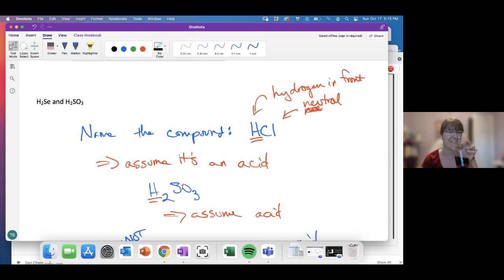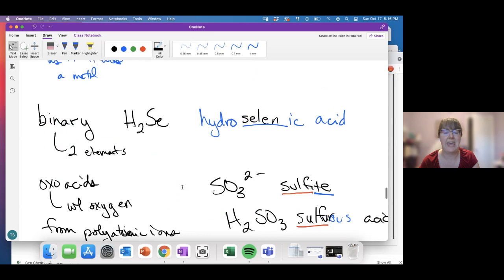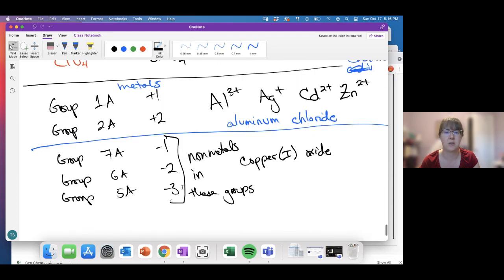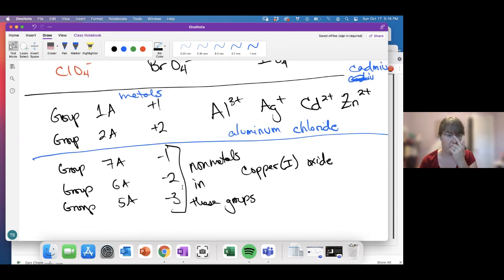So, other questions? Okay. The last question is, do we have to specify Roman numerals even for elements like FeCl with only one Roman numeral, so iron 1 chloride? If you have something where it can have multiple charges, so basically here in this little block, I've got group 1A, group 2A, aluminum, silver, cadmium, and zinc. If it's not in this set, you need to specify what it is.